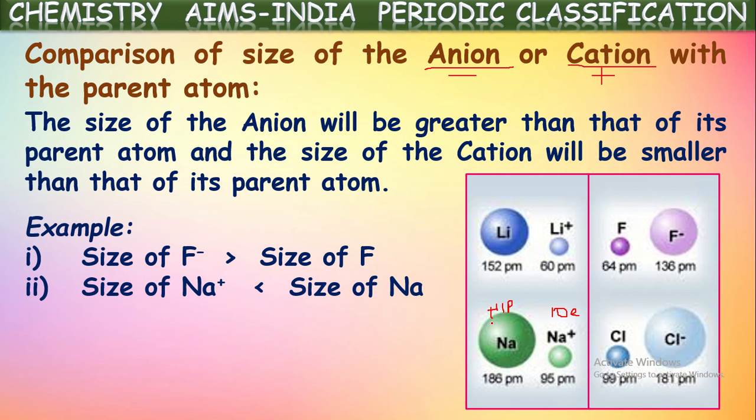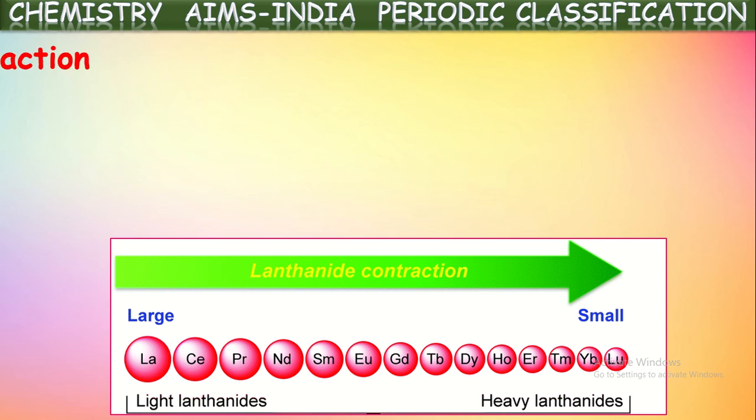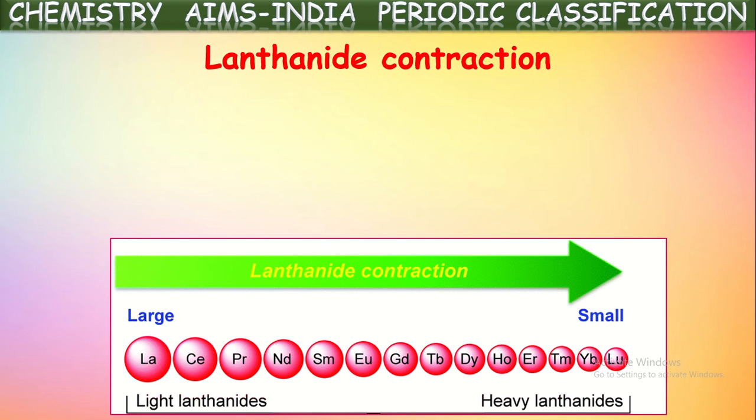Size of anion is greater than that of the neutral atom. It is shown here in case of fluorine. F minus has greater size than the neutral fluorine atom, whereas Na plus, that is the sodium ion, has smaller size than that of the neutral sodium atom. Okay, this is about sizes of the anions and cations when compared with the neutral atoms. Anions have greater size, whereas cations have smaller size than the neutral atom. Right? Next, let us see lanthanoid contraction.